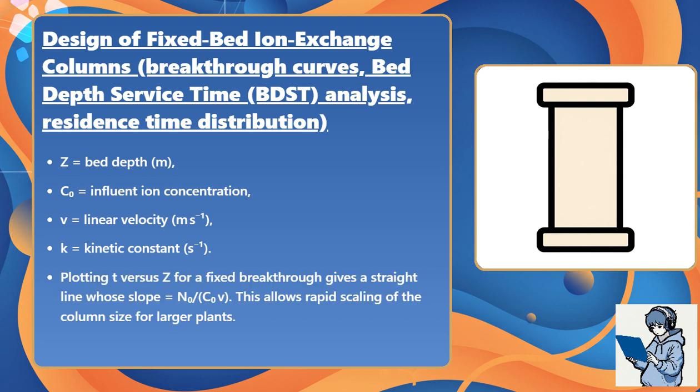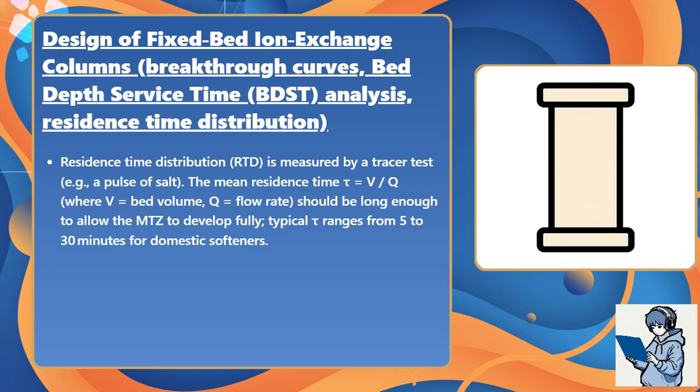Plotting T versus Z for a fixed breakthrough gives a straight line whose slope equals N naught over C naught V. This allows rapid scaling of the column size for larger plants. Residence time distribution, RTD, is measured by a tracer test, for example a pulse of salt. The mean residence time tau equals V divided by Q, where V is bed volume and Q is flow rate. It should be long enough to allow the mass transfer zone to develop fully. Typical tau ranges from 5 to 30 minutes for domestic softeners.